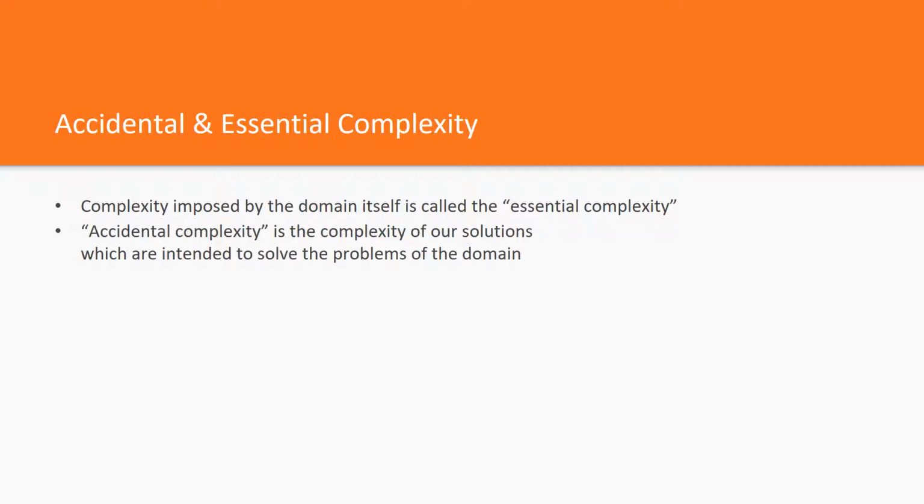Accidental complexity is the complexity of our solutions which are intended to solve the problems of the domain. We are responsible for the accidental complexity as the developers. The design of the software and optimizations are all related to accidental complexity. KISS is a fundamental philosophical principle, so we can mark out the following rules, which of course are not dogmas.